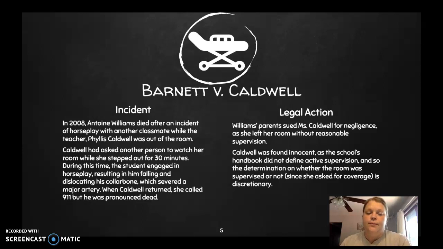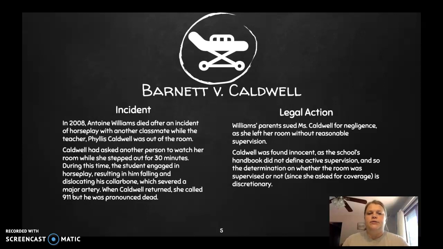While she was out of the room, the students began to engage in horseplay, and in this incident, the student fell. Mr. Williams fell, dislocated his collarbone, which ended up severing an artery in his neck, which caused severe blood loss. When she returned to the classroom about 30 minutes later, Miss Caldwell called 911, but it was too late. He'd already bled out and was pronounced dead.